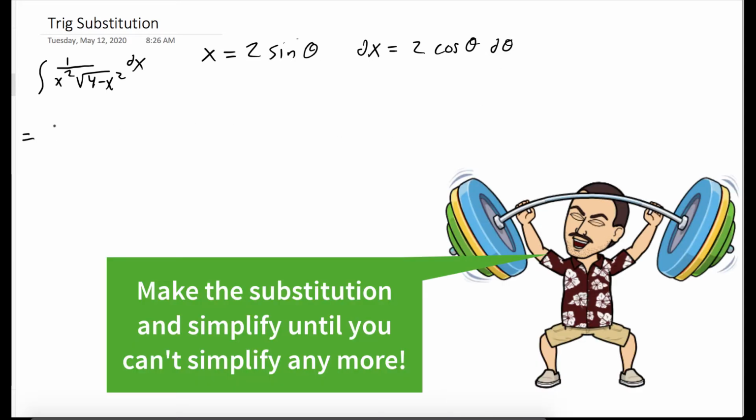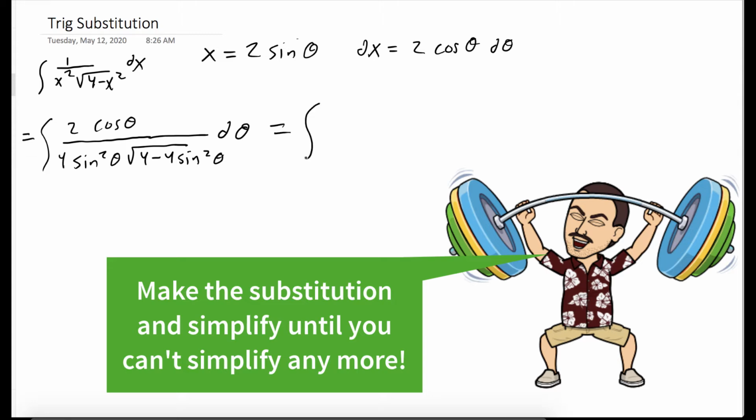We substitute all this in, and our integral becomes 2 cosine theta over 4 sine squared theta times the square root of 4 minus 4 sine squared theta. Now that square root term is going to simplify, and that's the whole point of doing the x equals 2 sine theta substitution in the first place.